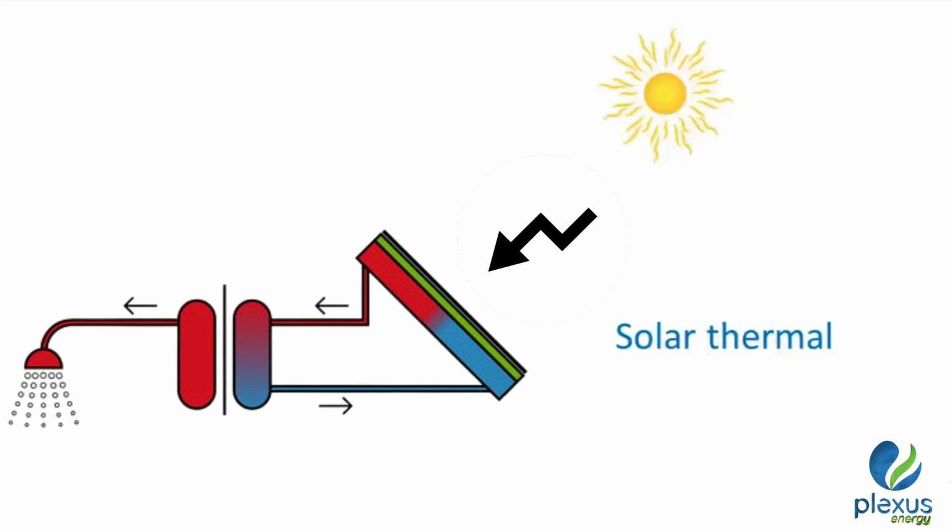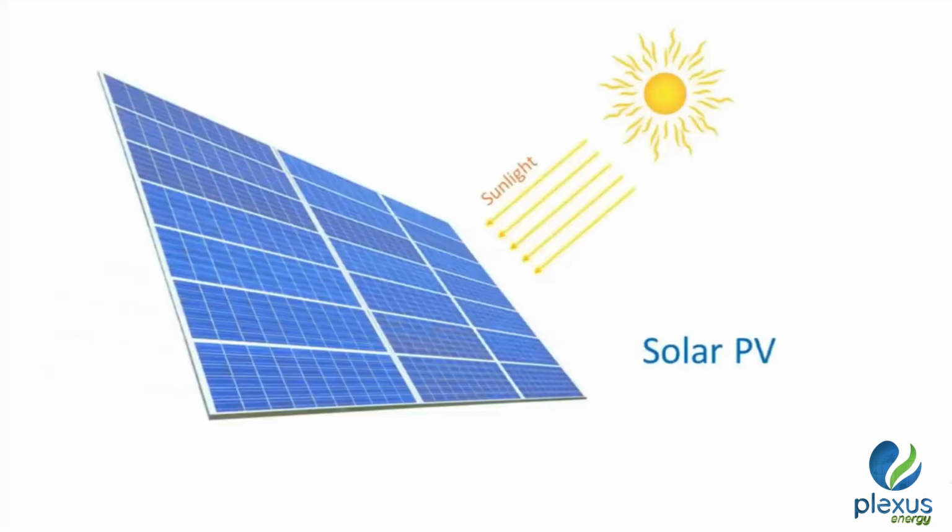Solar energy is energy from the sun's radiation. This energy can be harnessed as solar thermal energy, collecting the heat from the sun, and as solar photovoltaic, or solar PV, that uses the light from the sun.